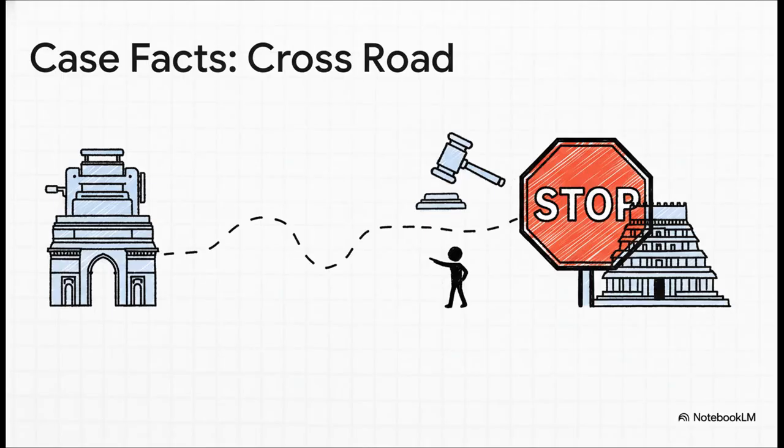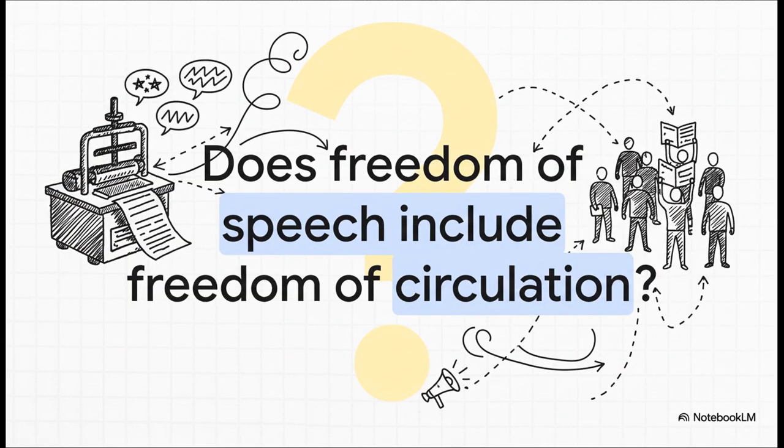Okay, so here's the setup. There was this English weekly called Crossroads, published out of Bombay. The government, in what was then Madras, decided they didn't like what it was printing, so they just banned it. Completely banned its circulation, saying it was a threat to public order. The publisher, a guy named Romesh Thappar, wasn't having it, and he took the case all the way to the top. And this forced the Supreme Court to ask a really fundamental question. Is freedom of speech just about the act of printing something, or does it also protect your right to actually get it into people's hands, to circulate your ideas?